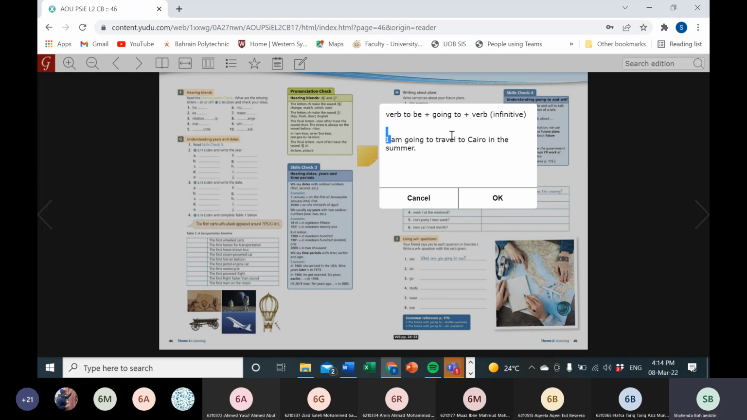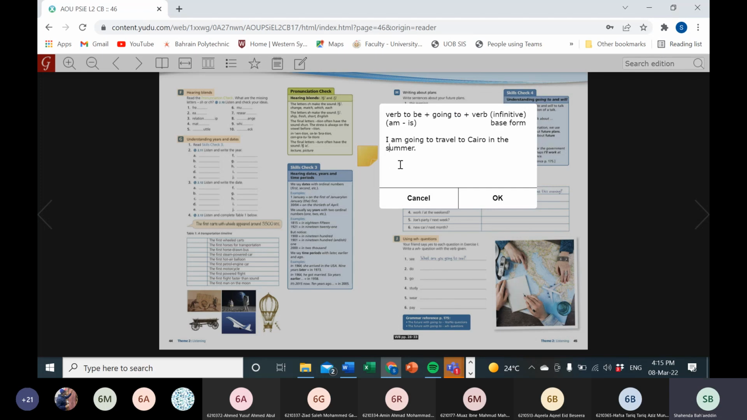Okay, this is how we form the going to verb that shows the future. How do I know? In the summer. So I'm talking about the summer. Now we are still during our winter or spring, but in the summer, my future plan is going to travel to Cairo. So this is the structure of the verb. It is verb to be, of course, in the present, am or is, depending on the subject. Going to, and what comes after to should be the verb in the infinitive, or what we call the base form, as it is.